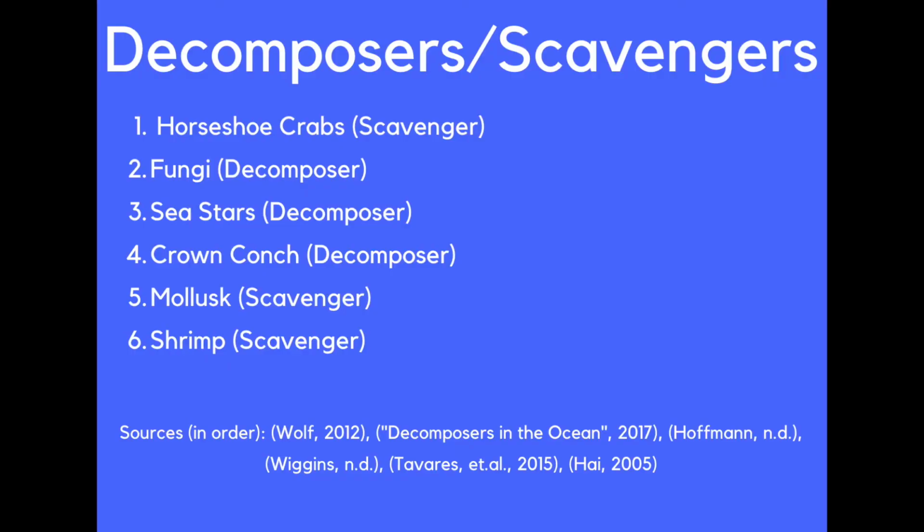Mullets are. A decomposer is an organism that survives off of decomposing organic material. A scavenger is an animal that feeds on dead animals. They do not kill, they only eat dead things. For this ecosystem, a good example of decomposers is fungi, sea stars, and a crown conch. A good example of scavengers would be horseshoe crabs, mollusks, and shrimp.